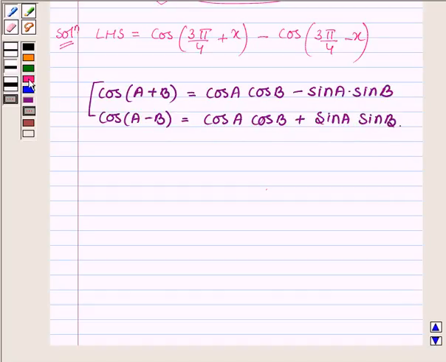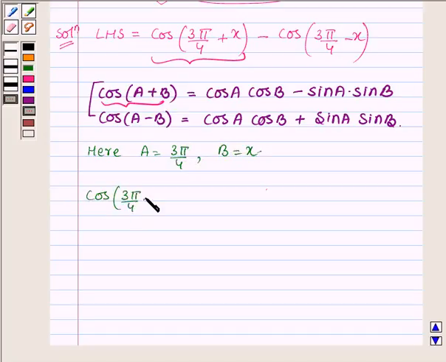Now on comparing the left hand side of this identity with the cos 3 pi upon 4 plus x, we find here that a is equal to 3 pi upon 4 and b is equal to x. Thus cos 3 pi by 4 plus x can be written as cos 3 pi by 4 into cos x minus sin 3 pi by 4 into sin x.